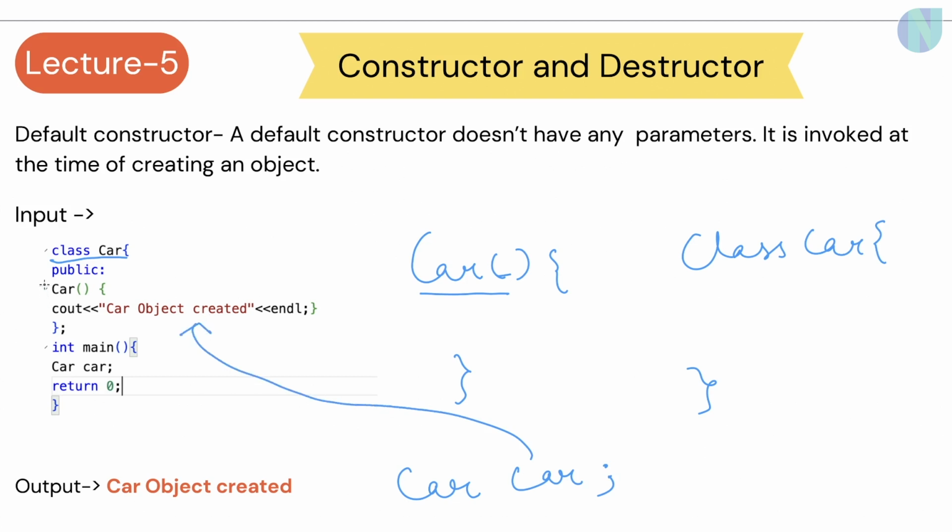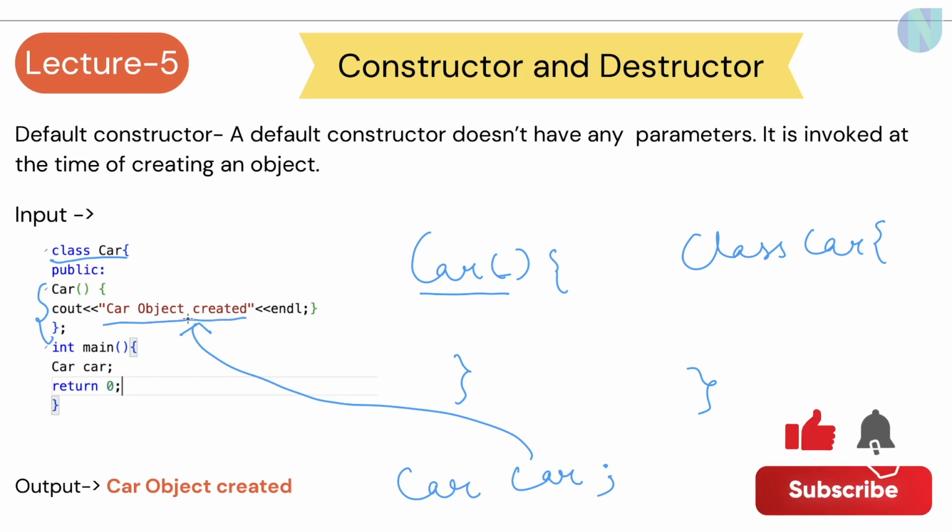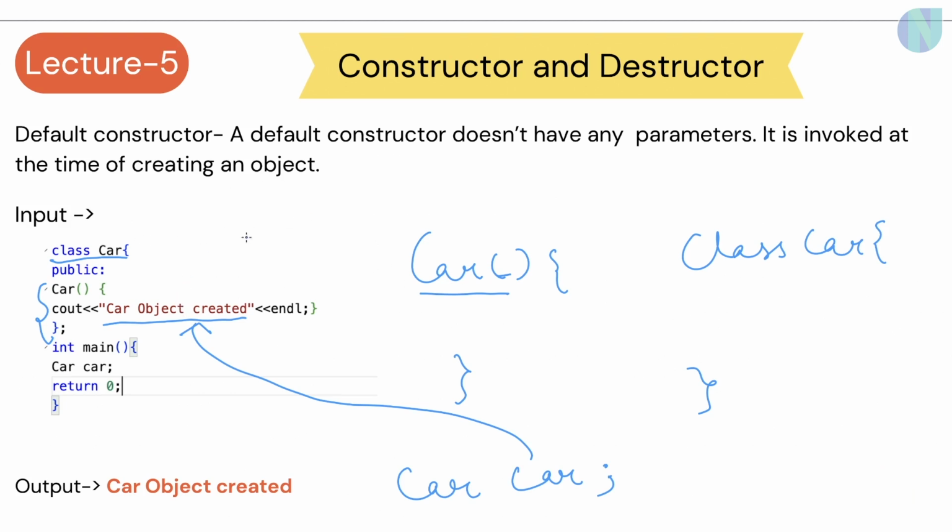So even if we don't declare it like this, the constructor is automatically created by the compiler. So we don't need a declaration for this, but we have used it here so that we can know that this particular message, car object created, is being printed on the screen and the constructor is being called. So basically as you can see from this particular code snippet as well, a default constructor doesn't have any kind of parameters.